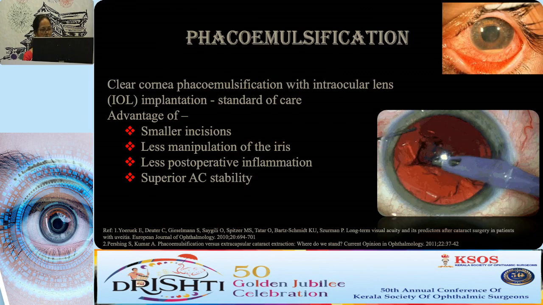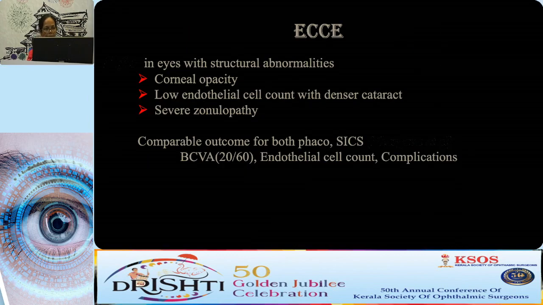Phacoemulsification is the ideal surgery. Clear cornea phaco with intraocular lens implantation is a standard of care. The advantages are a smaller incision, less manipulation of the iris, less postoperative inflammation, and superior AC stability.